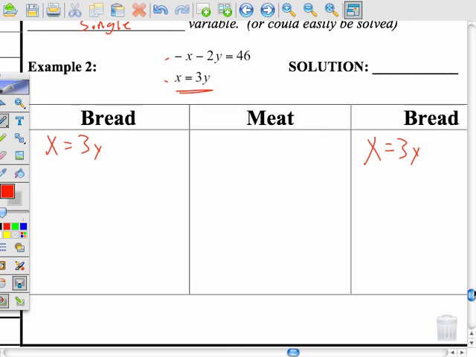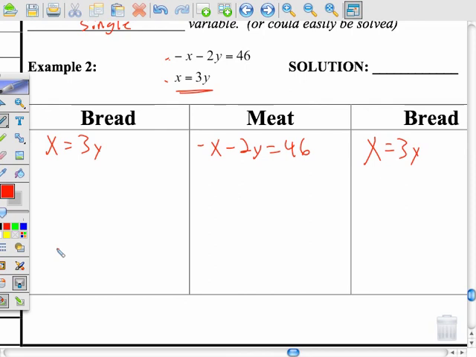Alright, now we're going to solve this. If that's the bread, then the meat is the other equation. So the meat is -x minus 2y equals 46. Again, we have 2 different equations. One of them is the bread, and one of them is the meat. I know it's kind of silly, but it might help you remember.